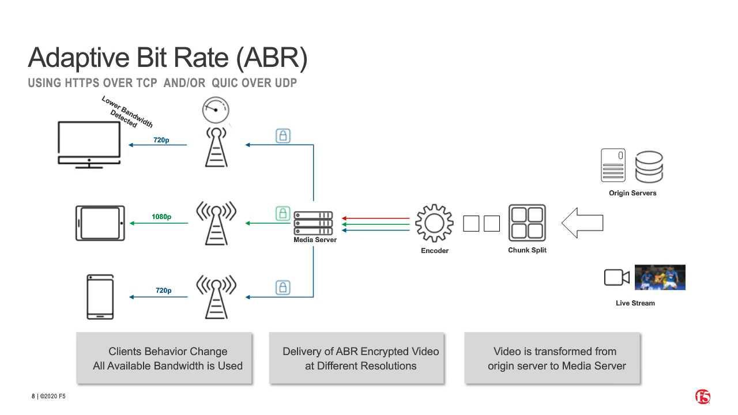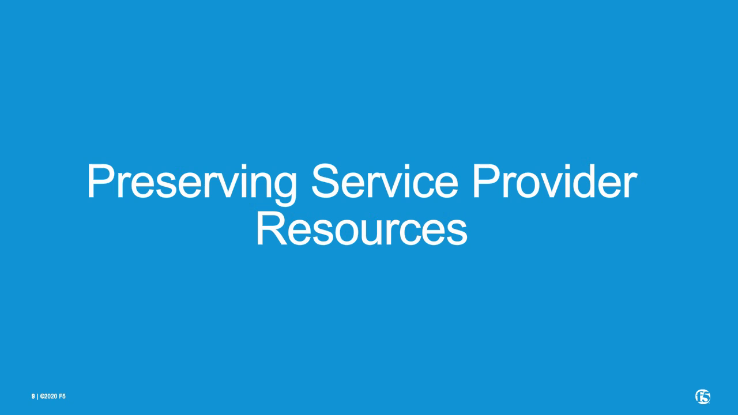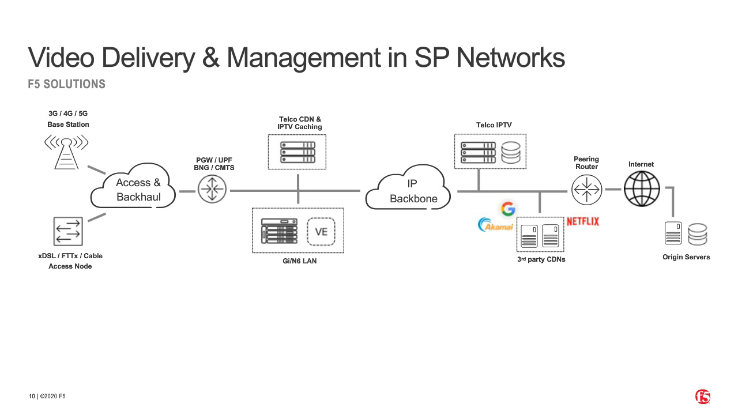The solution that F5 provides, and now we go on to the way we are preserving the service provider resources, is part of a broader option that F5 can deliver, which is the following. The typical architecture in the service provider network is based on, as we said, origin server, internet traffic, then the service provider backbone. And then the video can be delivered in two ways.